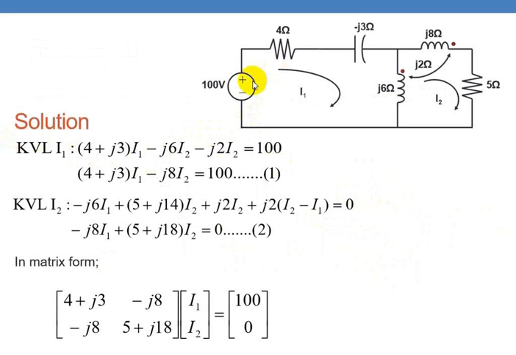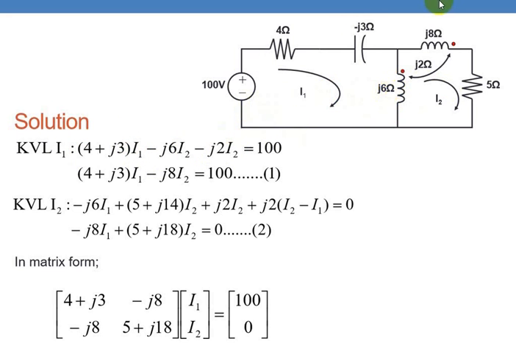So Z11 is nothing but we have to sum up all the resistance and reactances in this. So resistance is 4. Net reactance is minus j3 plus j6 is plus j2 into I1. Then coming to Z12, the element that is common between the first mesh and second mesh, which is minus j6 into I2. Then the last term is for mutual inductance.